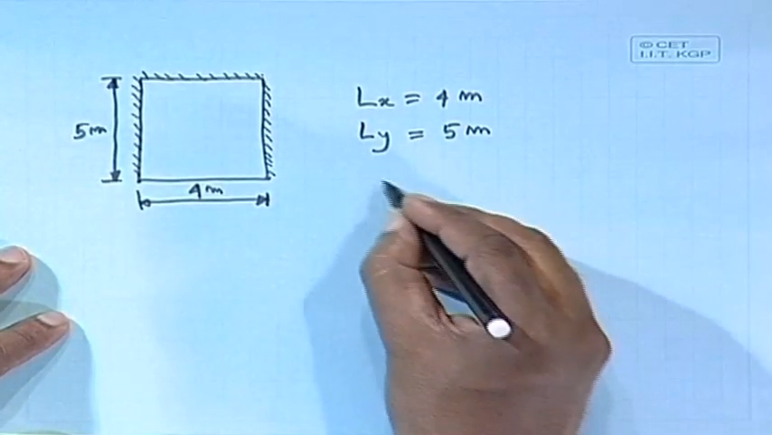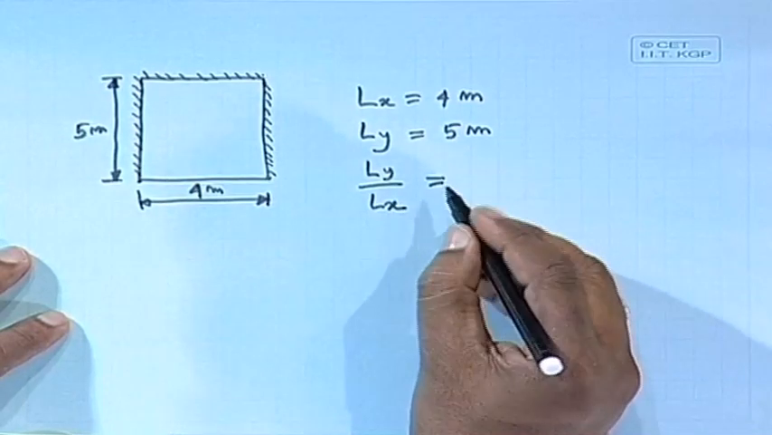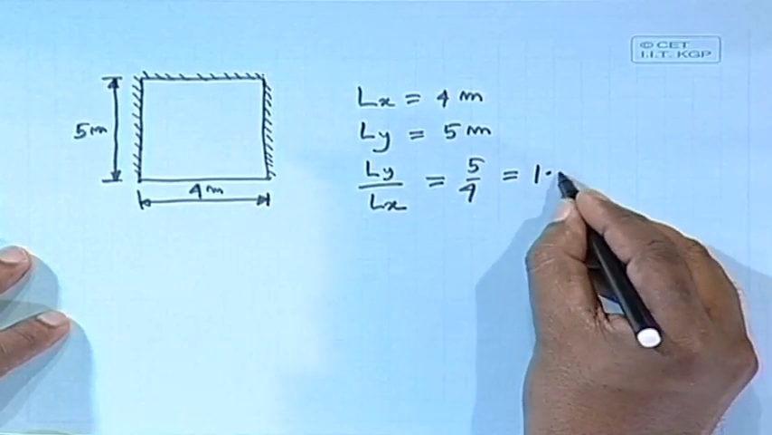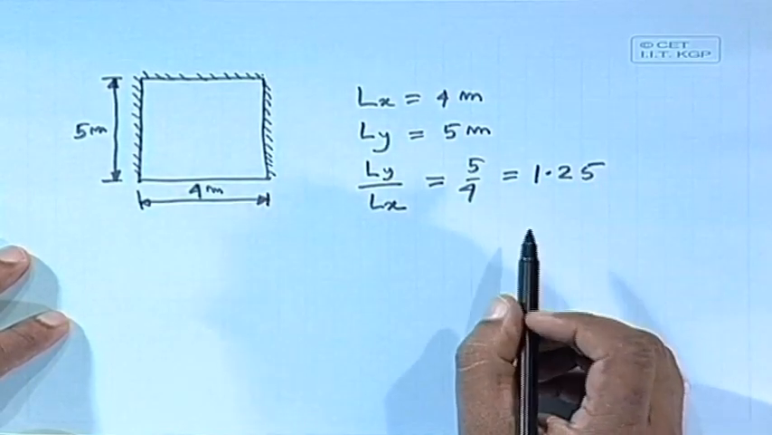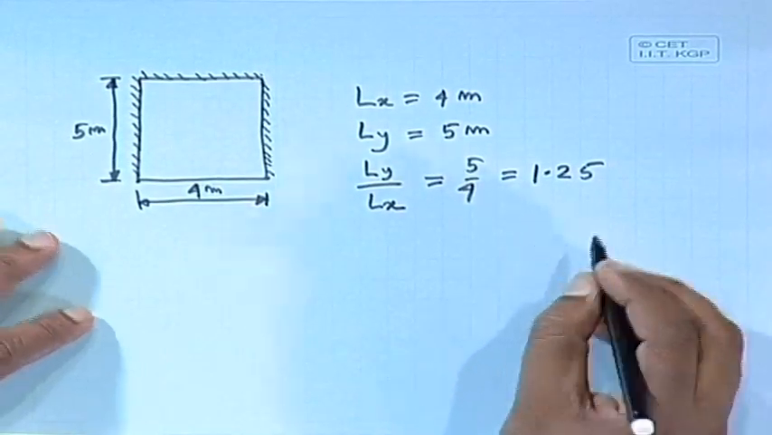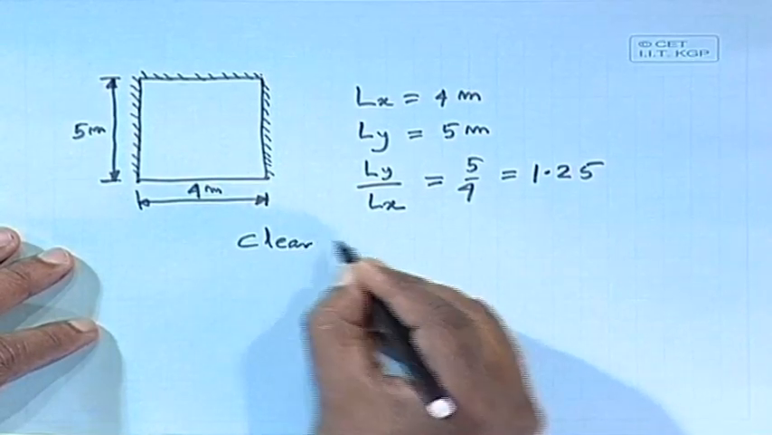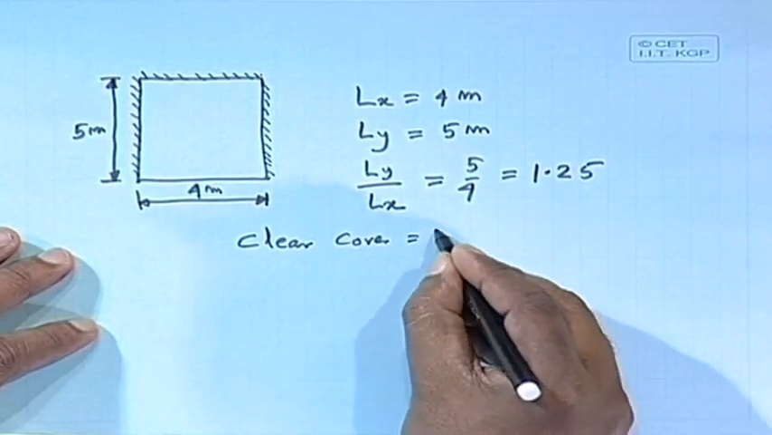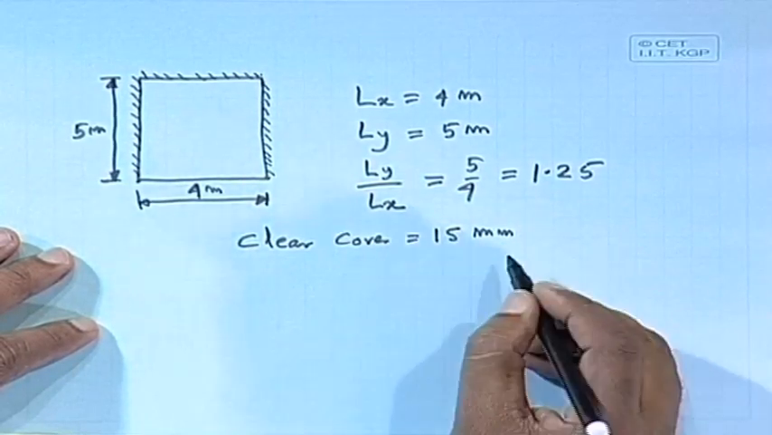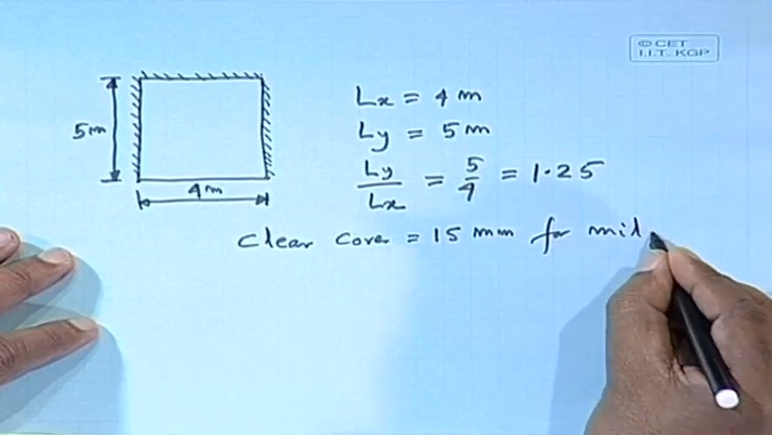So, we can take Ly by Lx equal to 5 by 4, which comes as 1.25. So, we shall use table 26 to find out those values. We can use clear cover 15 millimeter, clear cover 15 millimeter for mild exposure.